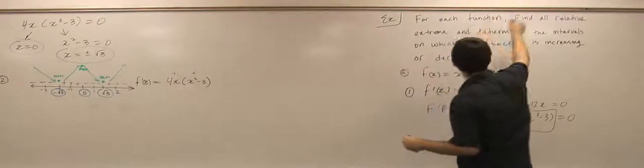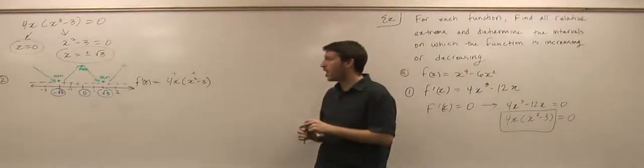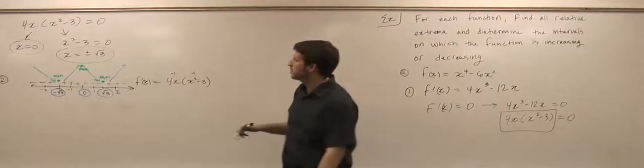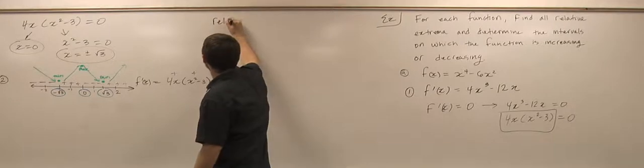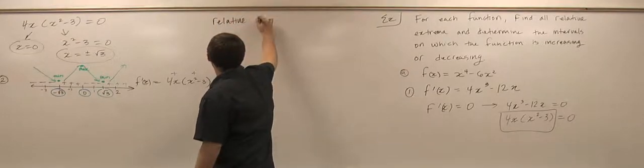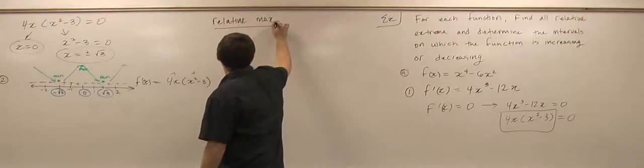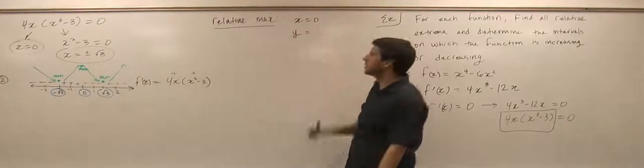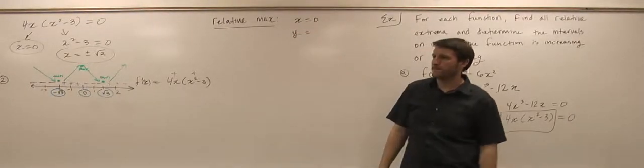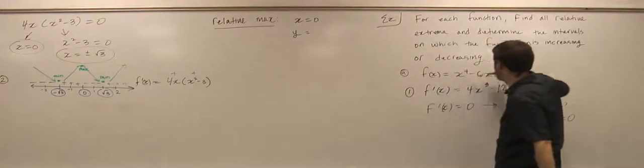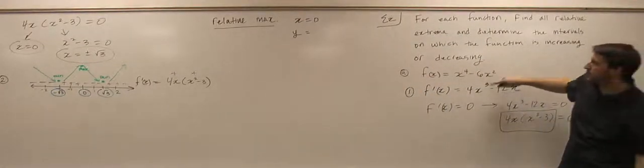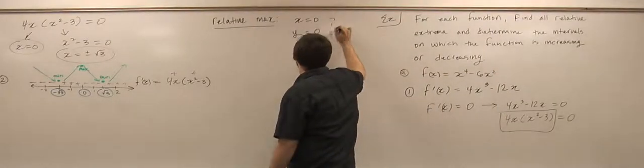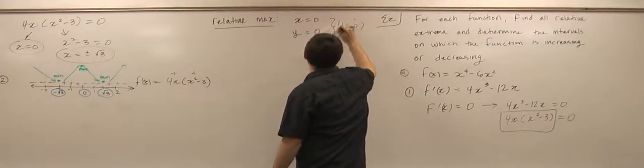Since it asks for the relative extrema, I want xy values. So for my relative max, I know x equals 0, but then I have to actually figure out what y equals by doing what? Plug it into the original. So you plug 0 into the original and you get 0. So my point here is 0, 0.